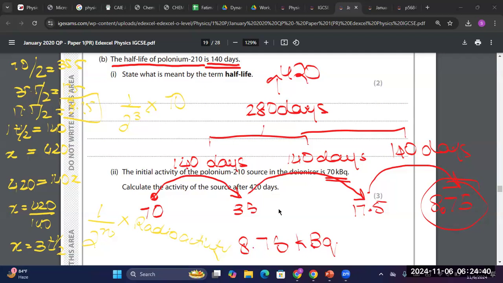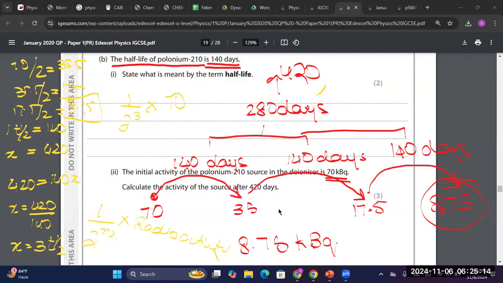Okay. So there are a few ways of solving questions like these. One way is that you simply keep on halving. If they've asked you after 420 days, keep on dividing by 2 until you reach 420 days and you will get the count. Another way of doing it is by finding the number of half lives. One half life is 140. So how many half lives are going to be in 420 days? So we get 3, right?